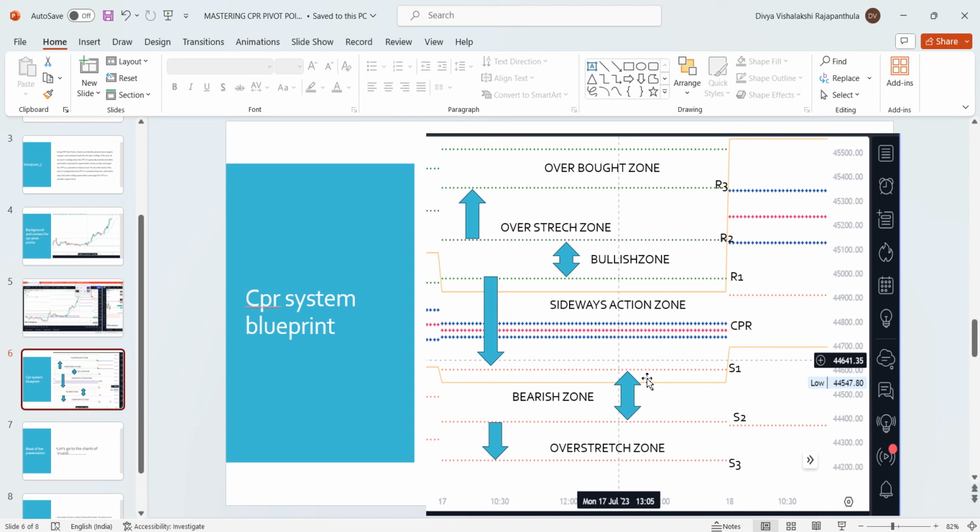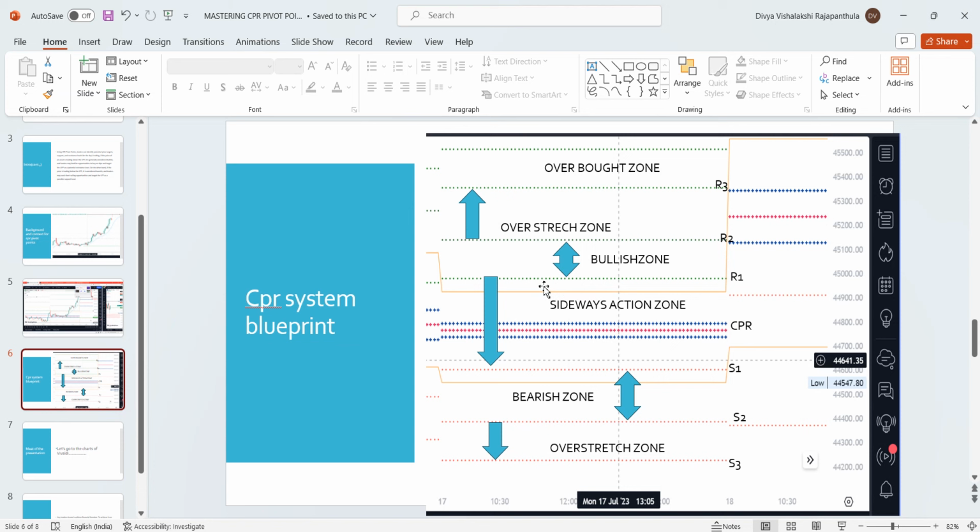Now, what interpretation should we get from these levels? Let's see here. When the price stays between R1 and S1, this is commonly called a sideways action zone. When the price stays between these levels, we call it sideways action. When the price breaks through the R1 level and the previous day high, it is called the bullish zone.